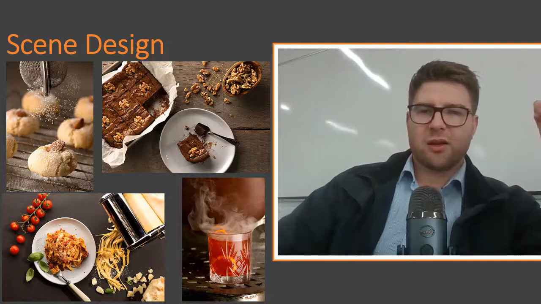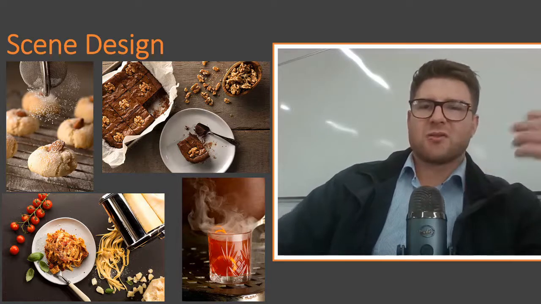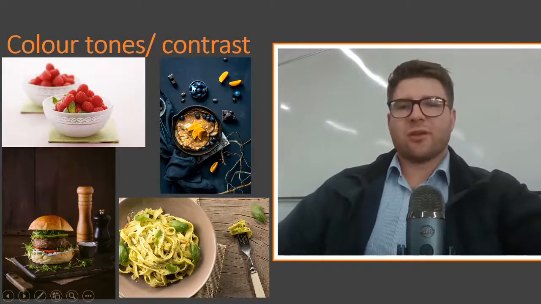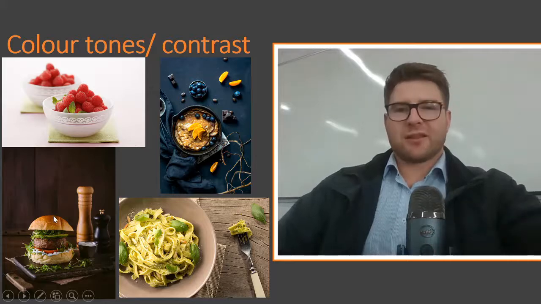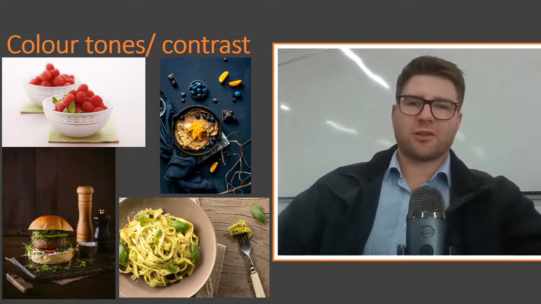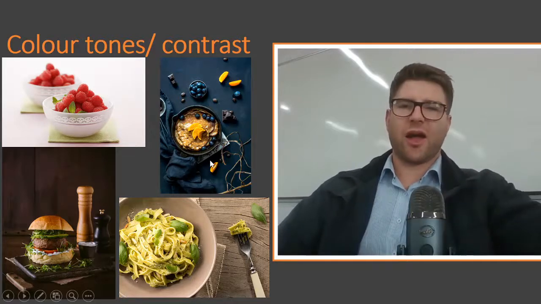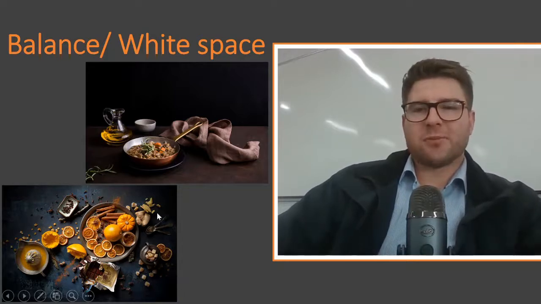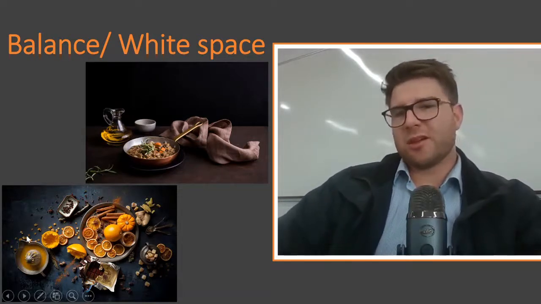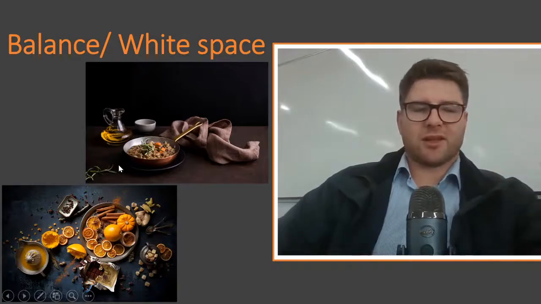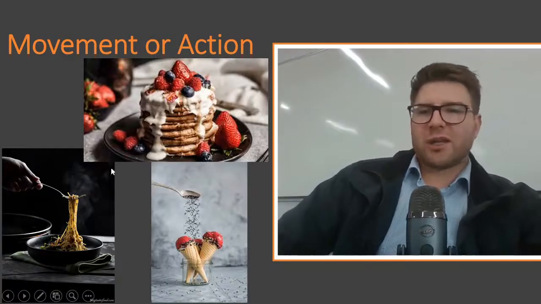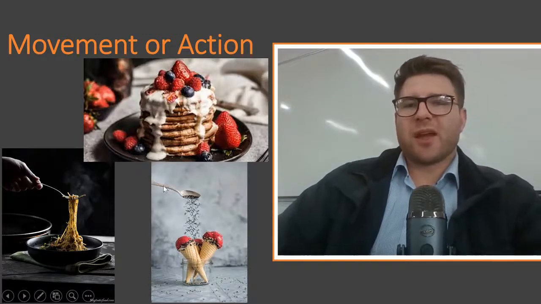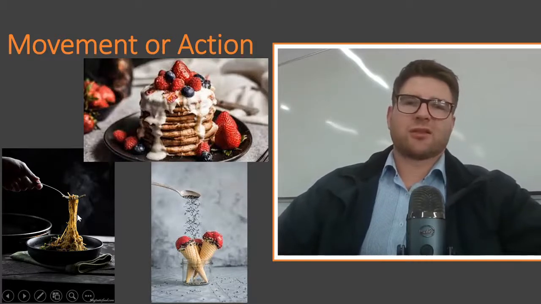Scene design is about creating a scene that tells a story, and what is included in the frame and how that contributes to telling that story. The color tones are about balancing the different colors and the tones in a way that creates contrast and draws the viewer's eye, similarly to the light, to that main item of food. And then balance and white space, ensuring that there's enough balance around the image and enough white space to create something that's visually appealing. And finally, movement can be used depending on what food you're advertising. There might be ways to include movement in that image that could attract some extra interest.